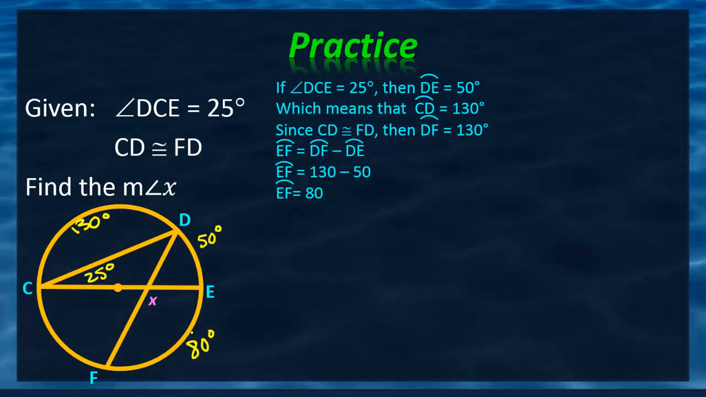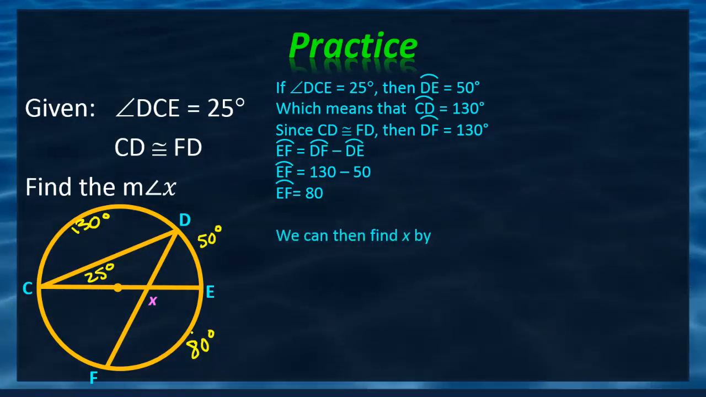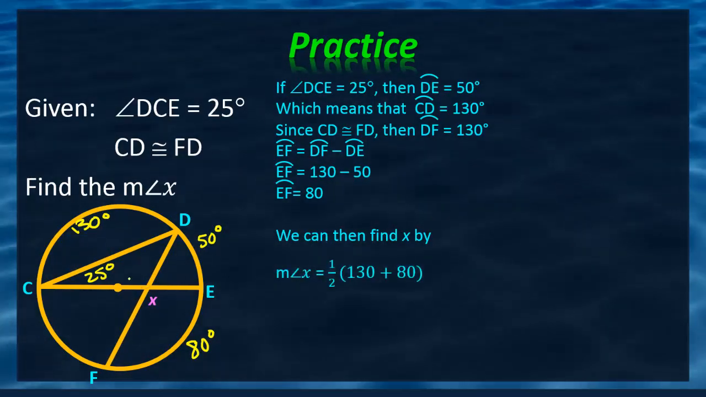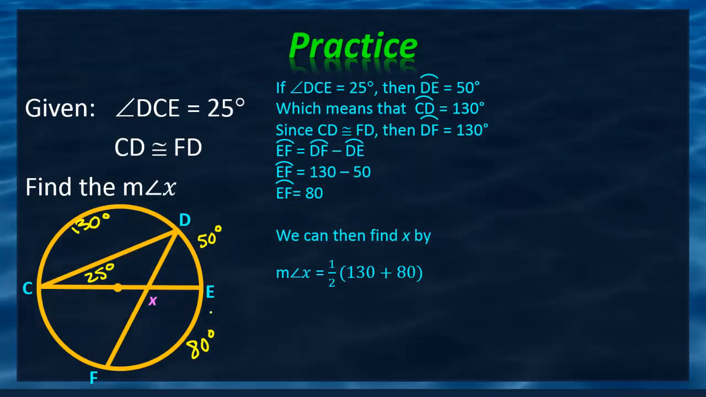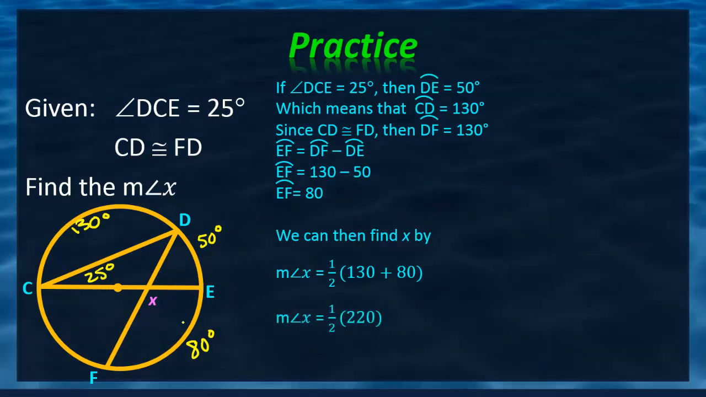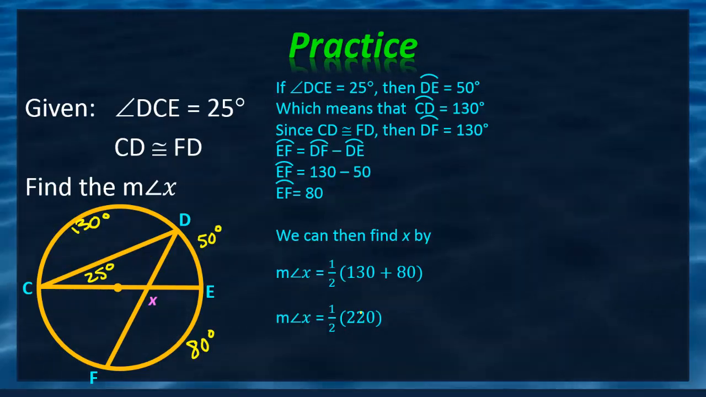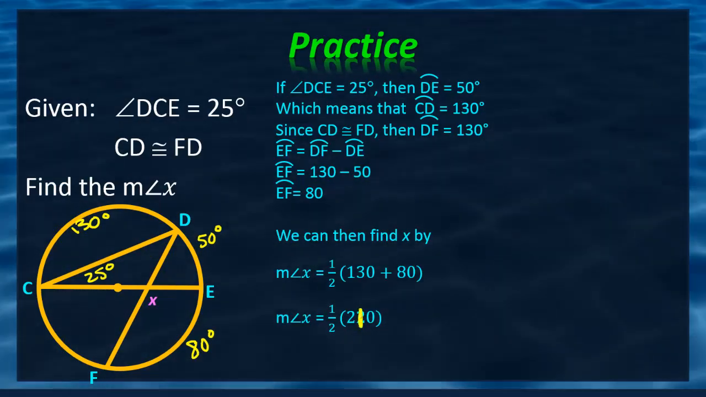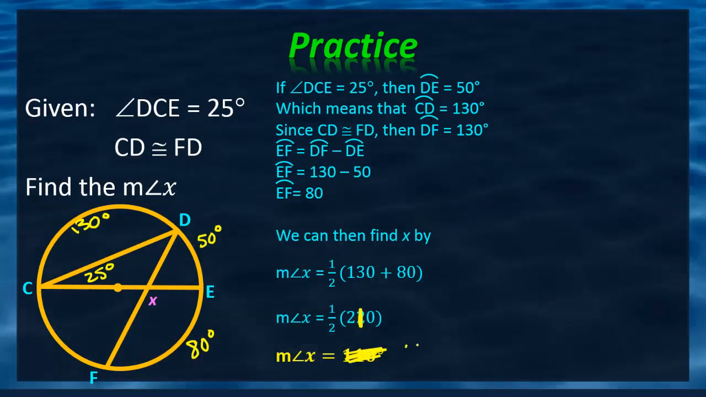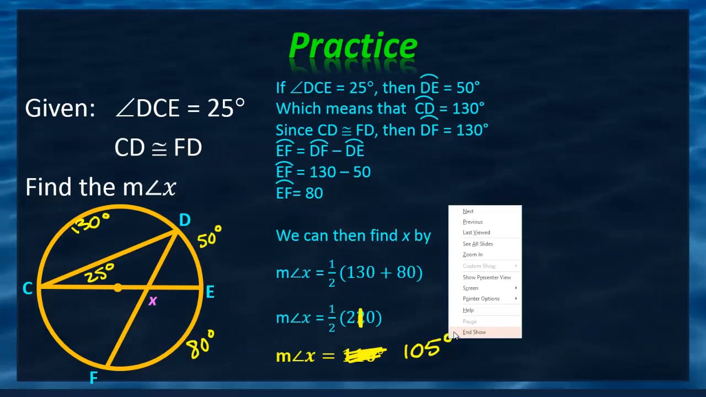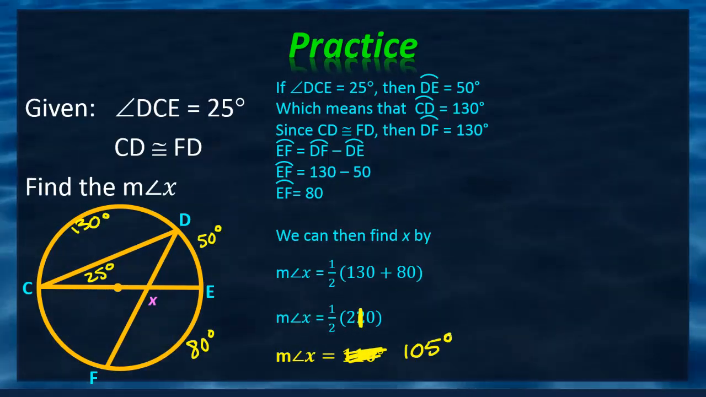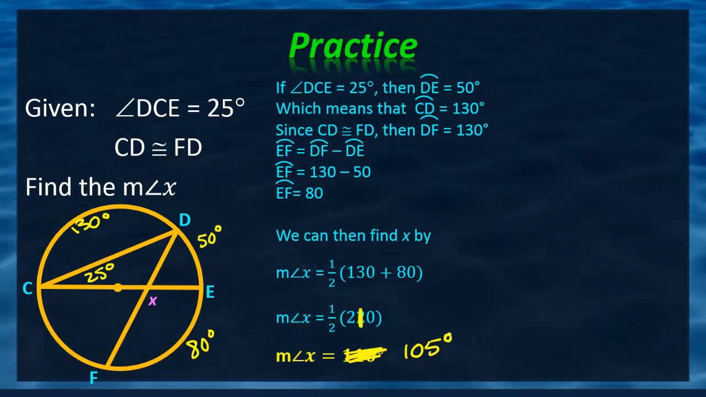But they're asking for the measure of angle X. So now what do we do? Well, we can find X by our formula because it's inside the circle, not at the center. So we take the measure of the arcs. We've got 130 over here and 80 over here, and we add them together. 130 plus 80 is 220. Actually, it's 210. Told you it was late. 210 divided by 2 is not 110. It's 105. Everyone makes mistakes. All right, so the measure of angle X is 105 degrees. That's our answer.